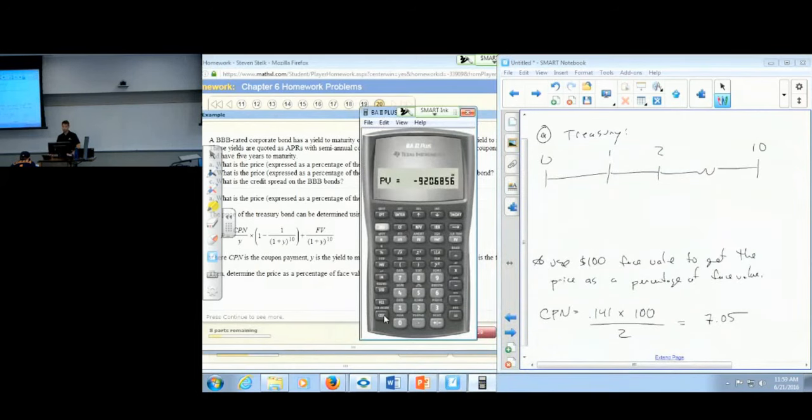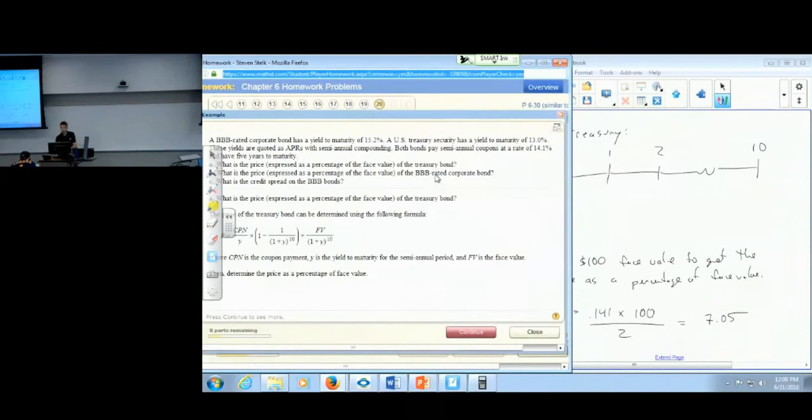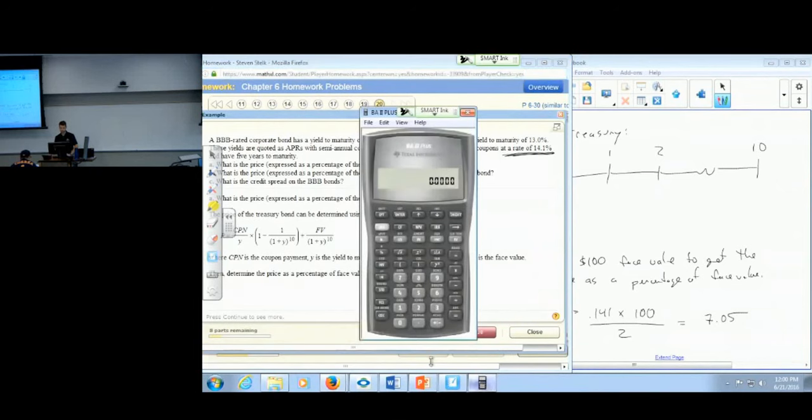Even I start getting a little punchy after 2 hours. Ma'am? Where did the 0.141 come from? Oh, good question. All right, so it says both bonds pay semi-annual coupons at a rate of 14.1%. So that's my coupon rate. Oh, that's silly. Oh, well. Yeah, 7.05.